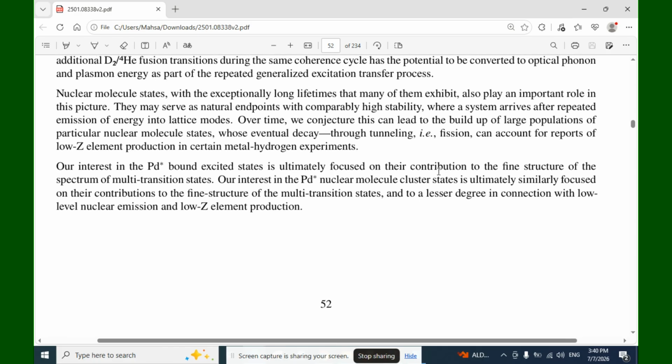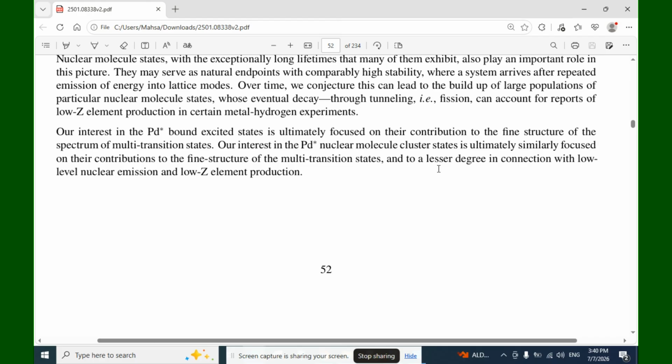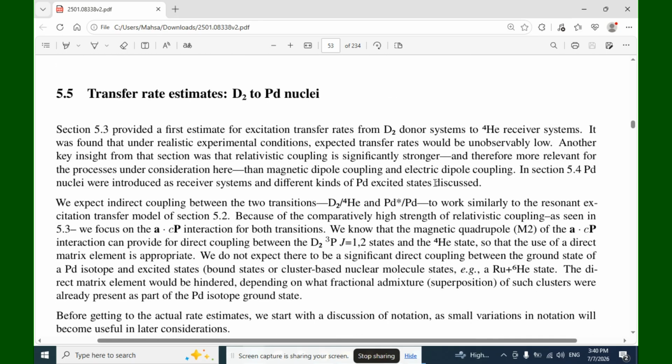Our interest in the palladium star bound excited states is ultimately focused on their contribution to the fine structure of the spectrum of multiple transition states. Our interest in palladium star nuclear molecular cluster states is ultimately similarly focused on their contributions to the fine structure of the multi-transition states and, to a lesser degree, in connection with low-level nuclear emission and lighter elements production.